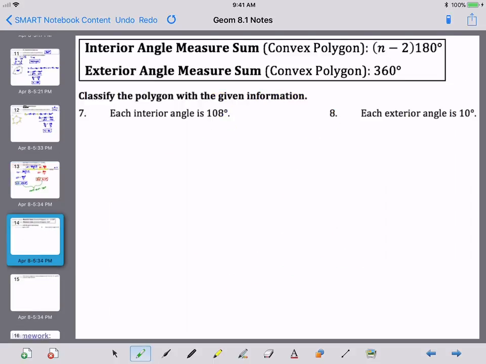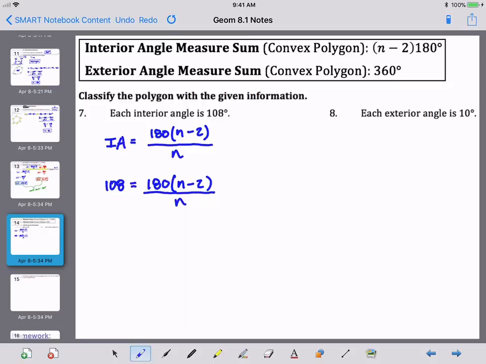Okay, in our next example, these are a little bit trickier, but what we're going to do here is figure out what the polygon is if we know what one angle is. So first, in example 7, they tell us that each interior angle is 108. Well, I'm going to use that formula from above. The interior angle is equal to 180 times n minus 2 divided by n. But now I know the interior angles are each 108 degrees. So 108 is going to equal 180 times n minus 2 over n.